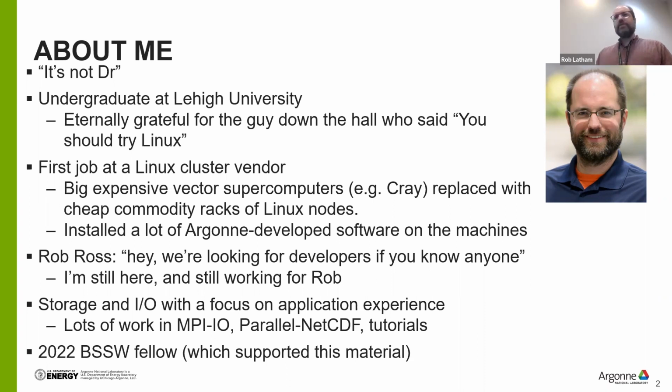So on these systems, we used a lot of Argonne software. We used MPI, we used MPICH from Argonne. We used a parallel file system that was being developed at Argonne. And so when Rob Ross at Argonne said, hey, why don't you try out this job we got over here? I was happy to come out to Argonne, and I've been here for about 20 years. It's been great.